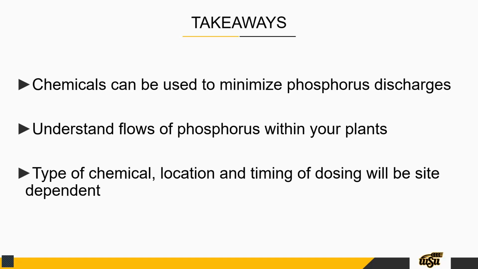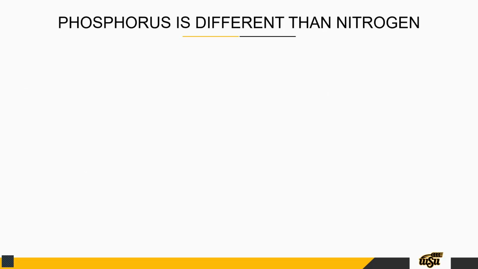Additionally, the type of chemical, location, and timing of dose will be site dependent. Like many things in wastewater, your wastewater treatment process is different than one down the road from you. So, keep in mind that what works at a neighboring community may not work at yours. You have different influent, different processes, different water qualities. So, you'll need to do your homework and some iteration to figure out what works well at your facility. And I'll talk about some of that effort we've done in previous years under my work with KDHE.